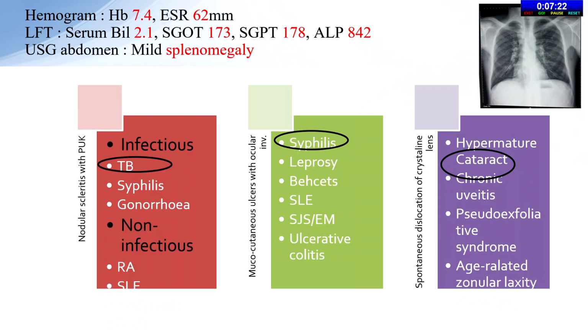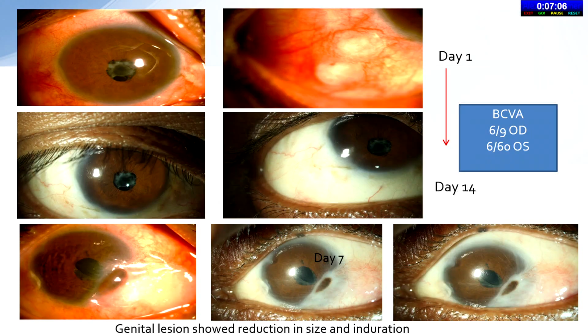And he had low hemoglobin, possibly because of poor nutrition, chronic alcoholism, and not a good socioeconomic status. He had abnormal LFT, splenomegaly. So we thought of tuberculosis, we thought of syphilis, and these were the two top conditions that we thought about.